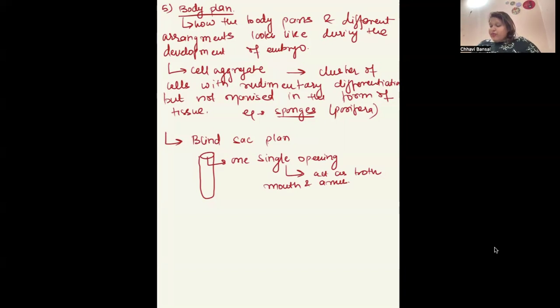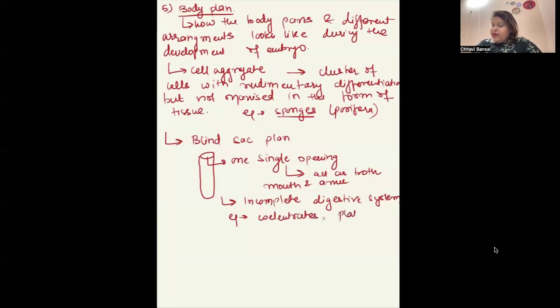Okay. So such types of organisms that have blind sac plan tend to have an incomplete digestive system. Why incomplete? For a digestive system to be complete, there should be two openings, one as a mouth, the other as anus. If there is only one opening that acts as both mouth and anus, then they have an incomplete digestive system. Example, cnidarians and platyhelminthes. Okay.